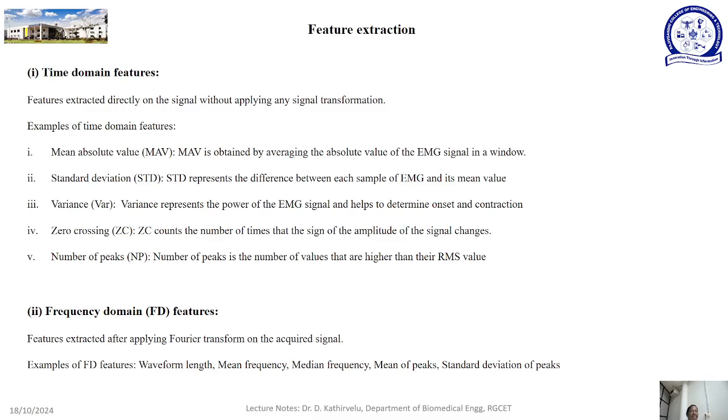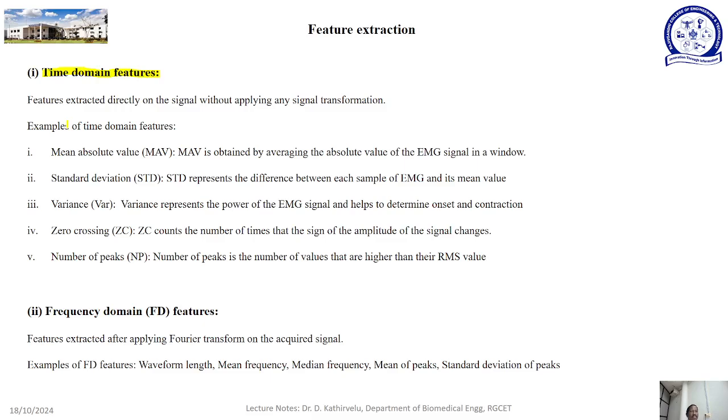First, there are what we call time domain features. Time domain features are those features which you obtain directly from an EMG wave without subjecting the signal to any kind of signal transform. You don't apply a Fourier transform or any form of signal transformation. Directly you can extract those features. We don't convert the signal into another form; you take the information in its available form.